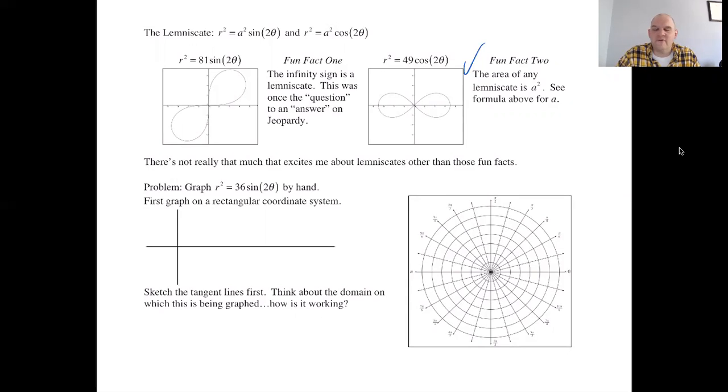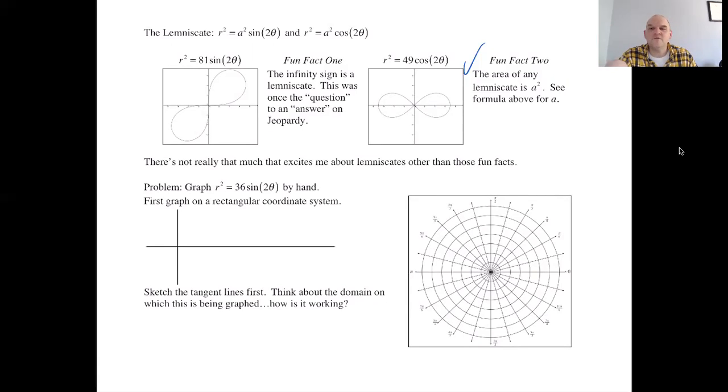There are two fun facts in the notes. The first one is that the infinity sign is actually a lemniscate, and it was once an answer on Jeopardy, because if you know how Jeopardy works, they give you the answer and you have to give them the question. And the question was, what is the infinity sign? No, it was probably like, what is a lemniscate? And the answer provided was like, this curve is the infinity sign, or something.